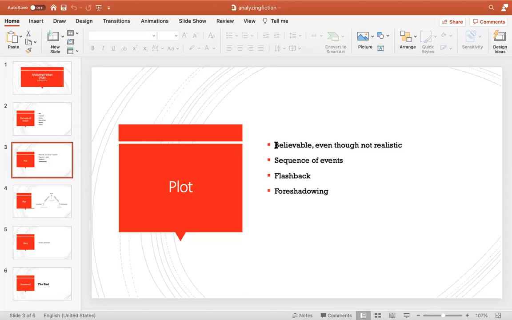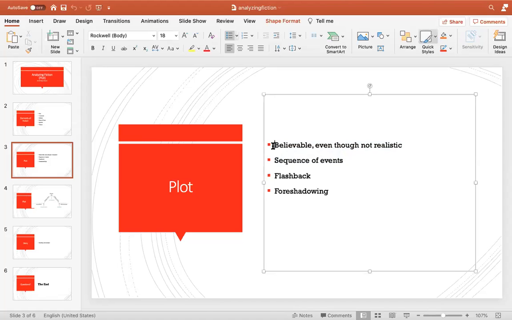Here are a few characteristics of plot. One, plot should be believable, even if it is not realistic. Sometimes students ask this question, whether a story or a narrative is true or not. And my answer to this question is, it doesn't matter whether the story is true or not. What matters is whether the story is believable or not. So when you listen to the story, does it sound believable? If it does, then it is a story. It doesn't have to be realistic, or it doesn't have to be real. But of course, plot is sequence of events.